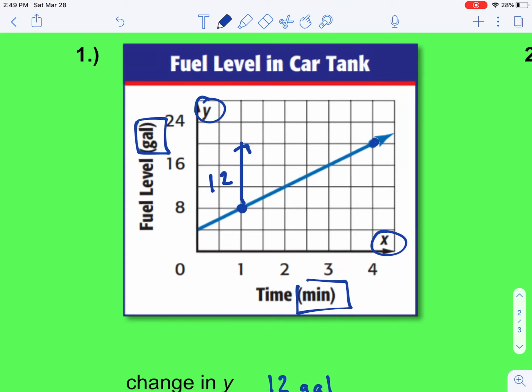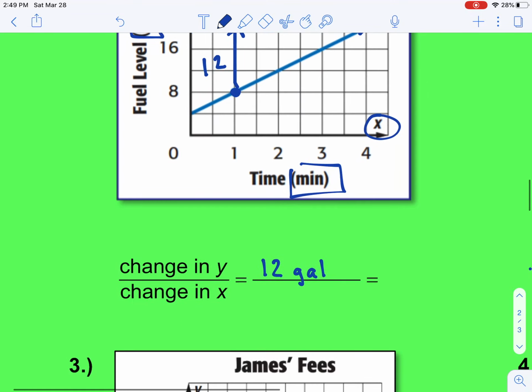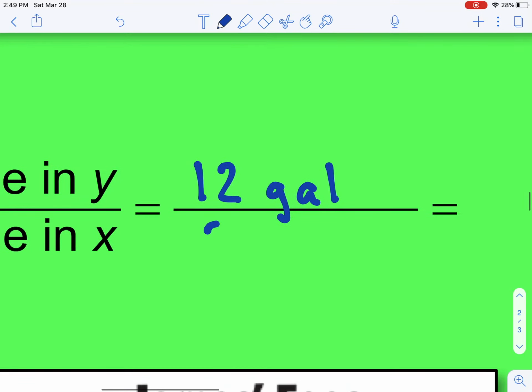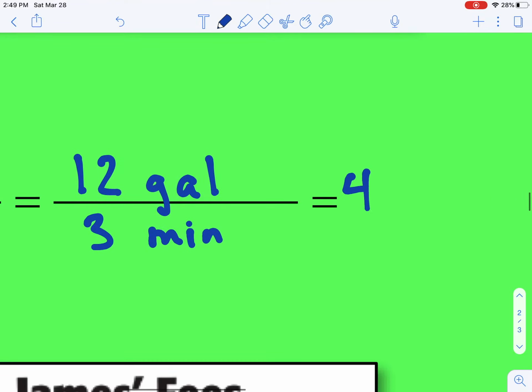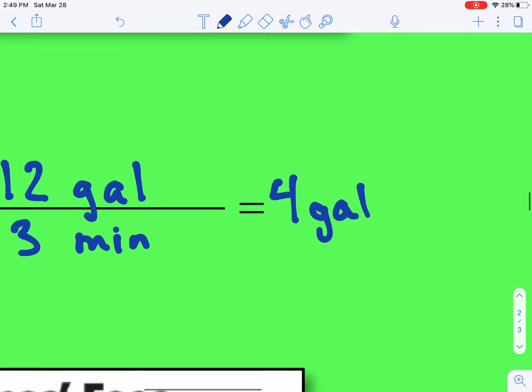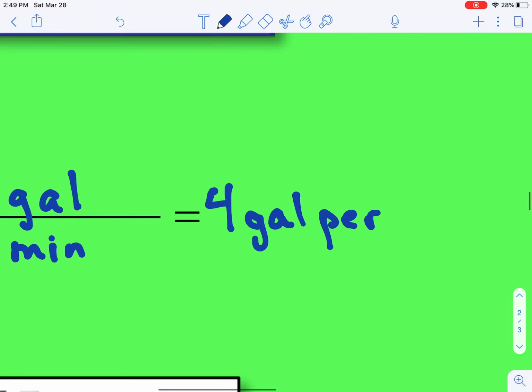And then to find x, I have to start at that top point and go over. And that one's counting by halves. So it looks like I got 1, 2, 3. So 3 minutes. And then we need to simplify. 12 divided by 3, 4 gallons per minute.